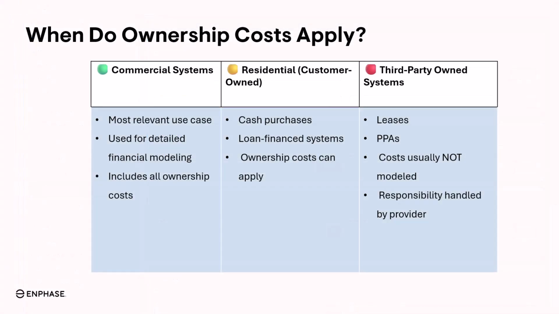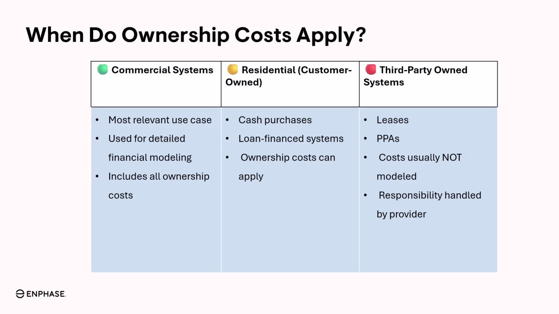On this page, you'll see several categories that represent the different costs associated with owning a solar system. These costs are typically most relevant for commercial systems, where financial accuracy is especially important. However, they can also apply to residential systems that are owned by the homeowner, such as systems purchased with cash or financed with a loan.